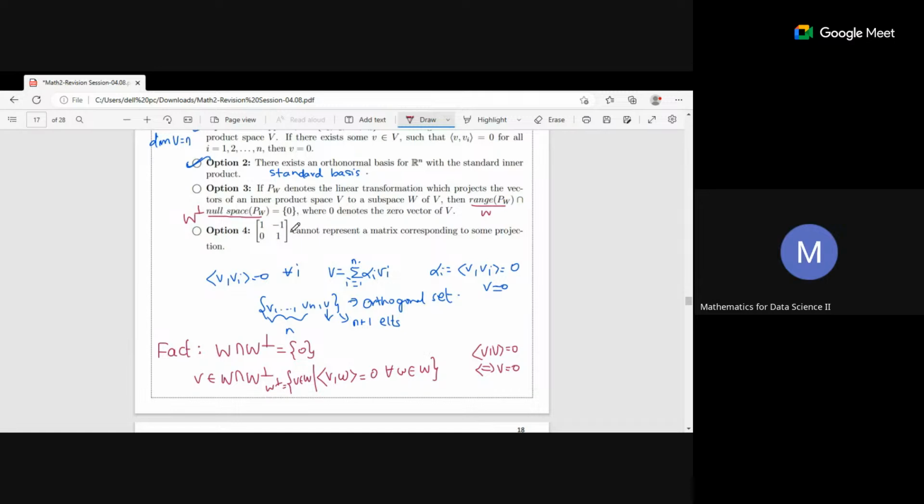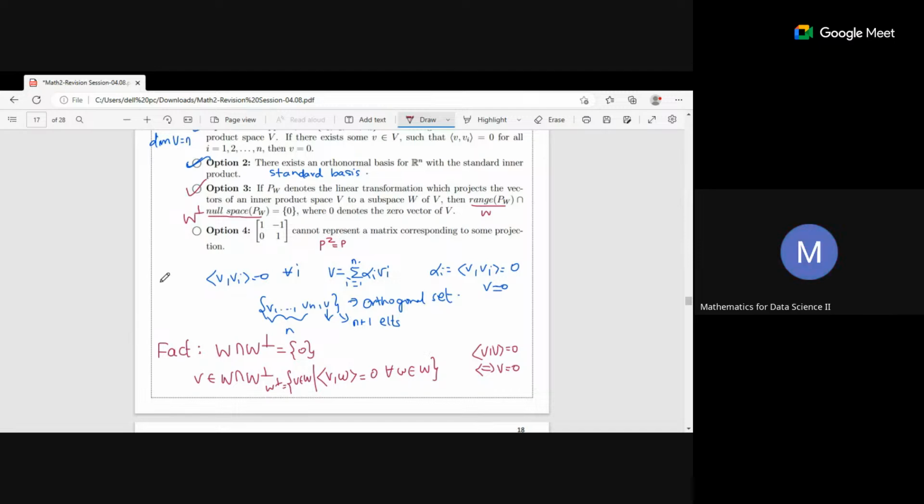And what about option 4? Option 3 is right, correct? Yeah, it's true. Option 3 will be 0. Ma'am, how to go for option 4? Suppose it's a projection, then what is the property of the projection? You know, P squared is equal to P. So you have to just verify whether this matrix satisfies this condition.